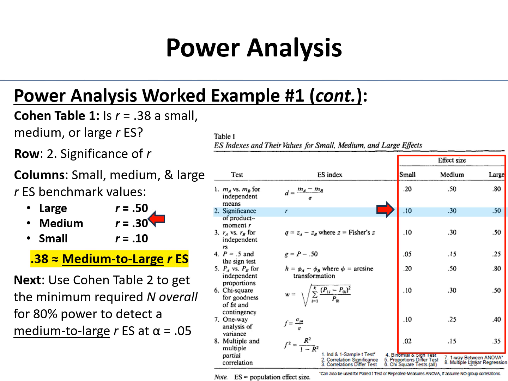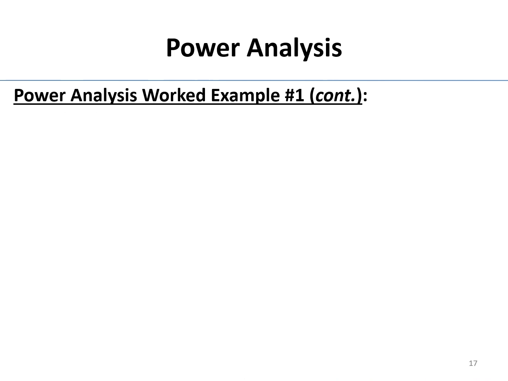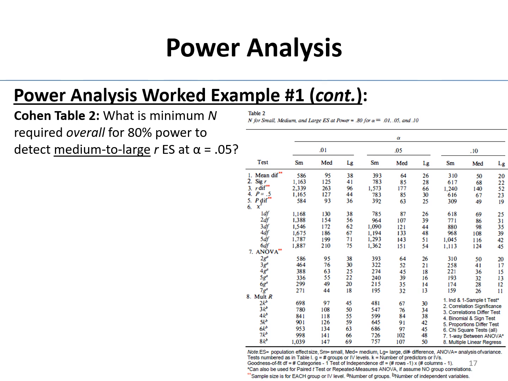So the next step here, now that we know that 0.38 is a medium to large correlation effect size, is to use Cohen's table 2 to get the minimum required overall sample size for 80% power to detect a medium to large correlation effect size at alpha of 0.05. So here's Cohen's table 2. That's the one that gives the minimum required sample sizes, and we need to answer the question: what is the minimum required sample size overall to have 80% power to detect a medium to large correlation effect size at alpha of 0.05?